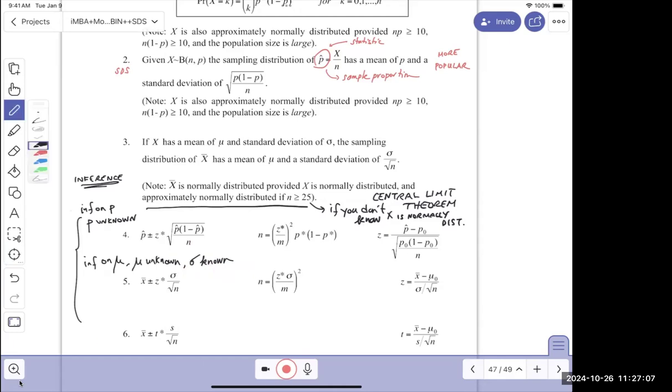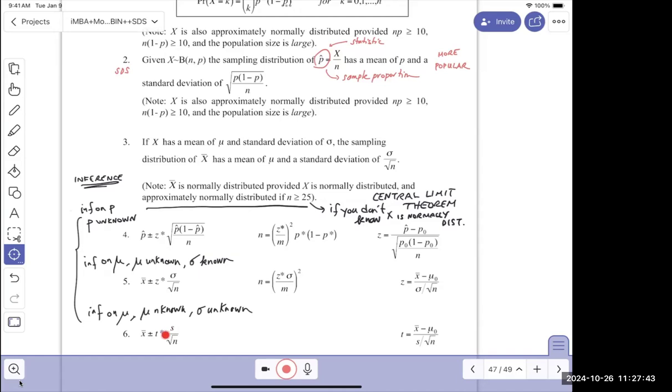And then the last one is the case of inference on mu where we try to estimate mu. Mu is unknown, but also sigma is unknown. That is the most realistic case, and you're going to see most of the exercises use these formulas. That's going to be the end of the material for the course. You're going to appreciate that this is basically the same formula, except because I don't know sigma, I use S instead.